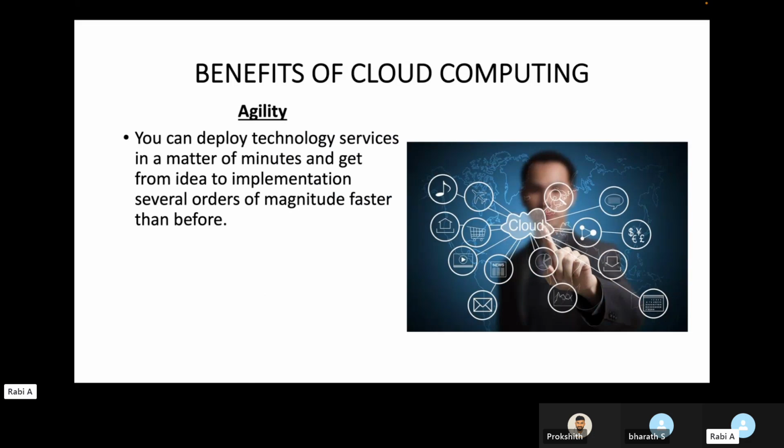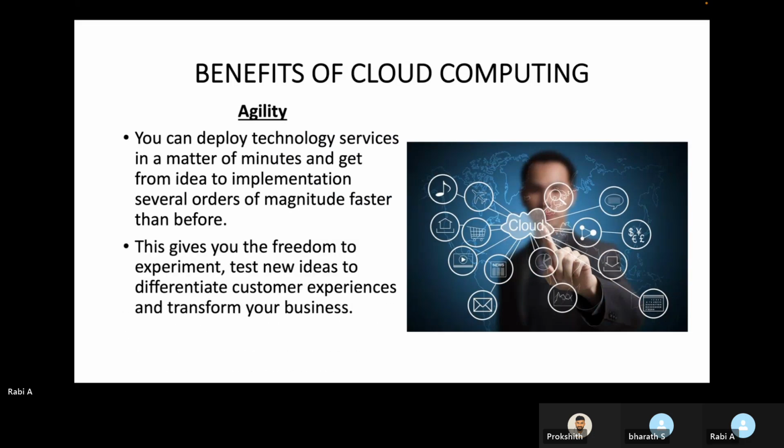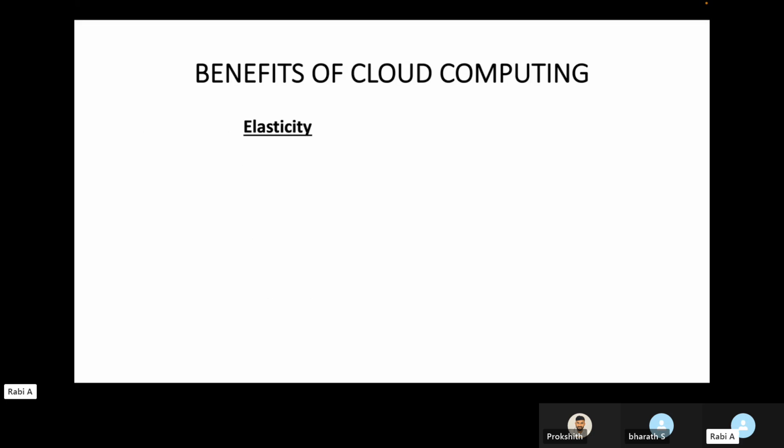Now, let's say you have an idea. To implement that idea, first you need to have the infrastructure set up. Setting up that infrastructure will obviously take time. Now, with your cloud, you already have the infrastructure that you want. So you can just start setting up quickly, and you can start getting that idea to implementation within a few days or within a few weeks. So this gives you the freedom to experiment, test new ideas to differentiate customer experiences and transform your business. The next benefit we have is your elasticity.